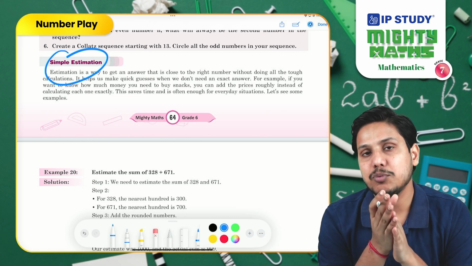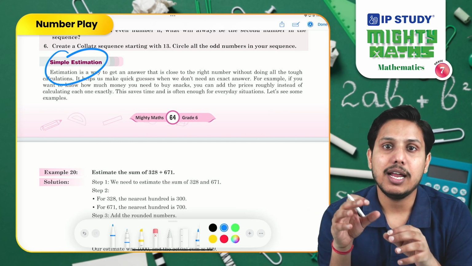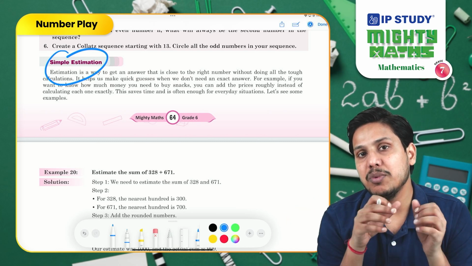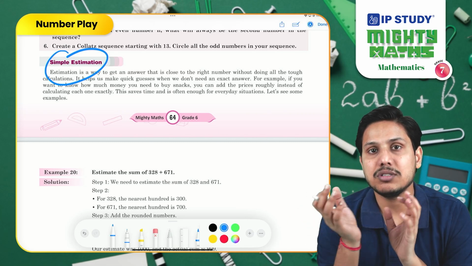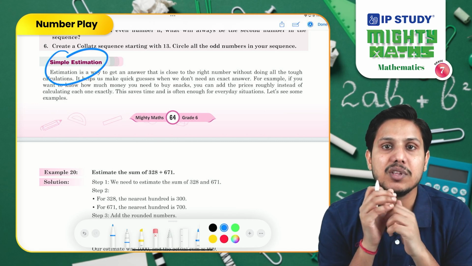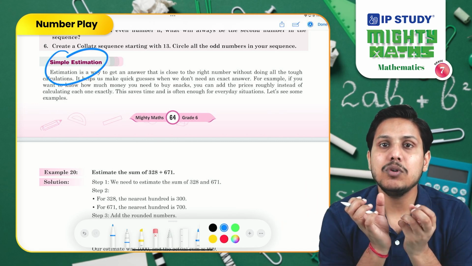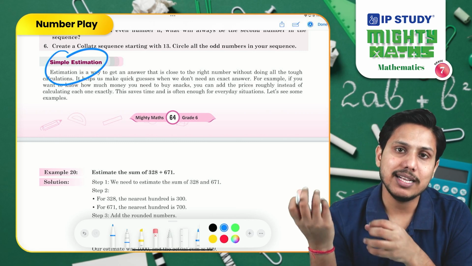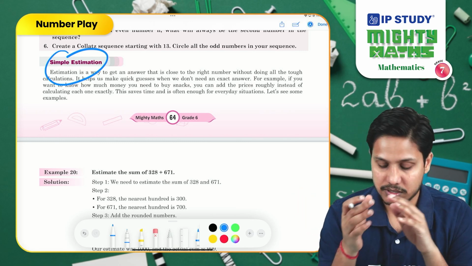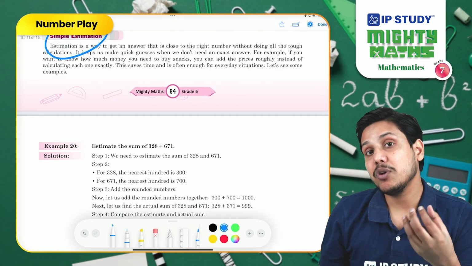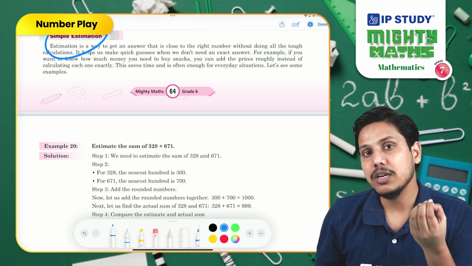Like, let's suppose you go to a market and you have 1000 rupees in your pocket, and there are two items that you want to buy, and one is costing 560 rupees and the other is costing 400. Then mentally you can do the calculation that it will be around 900 and will be less than 1000. So you can then just apply the scenario and check if you can buy or not. Yes. So it will help you in making the decision.